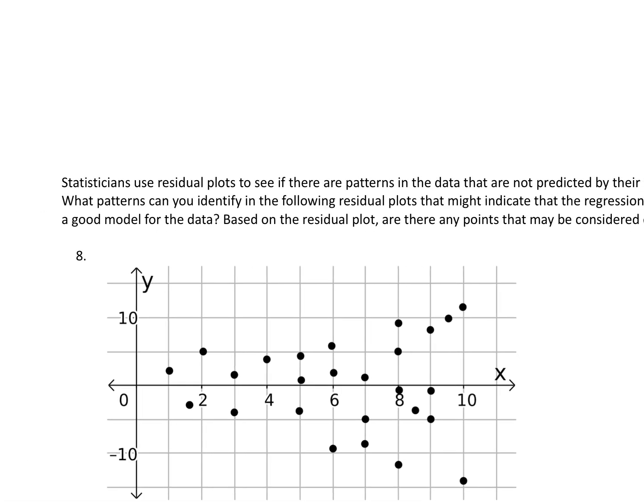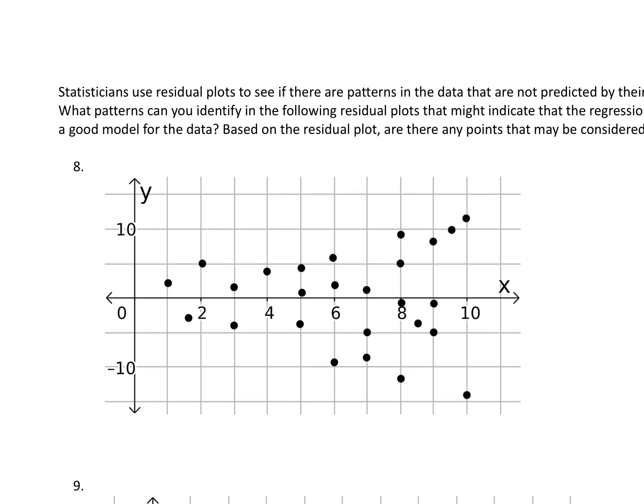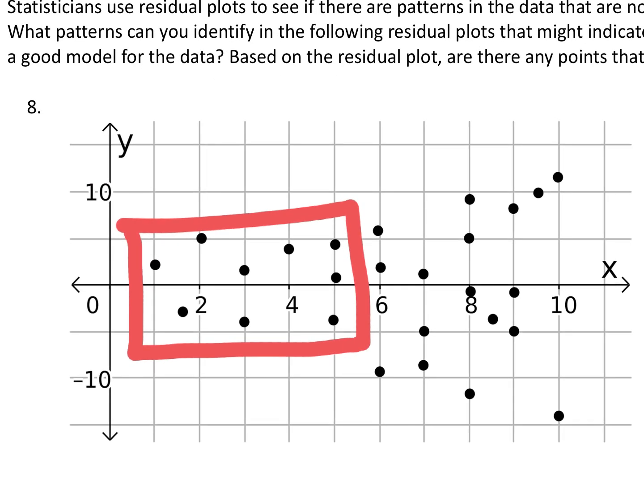Okay, so we're looking for patterns and we're looking for outliers. So looking at number 8, I really like this part of the graph. This part of the graph is actually, to me, looks like our line of best fit. Our regression line is going through the middle of data. We have a kind of a nice even above and below for the residuals. So this area would honestly be a good linear model.